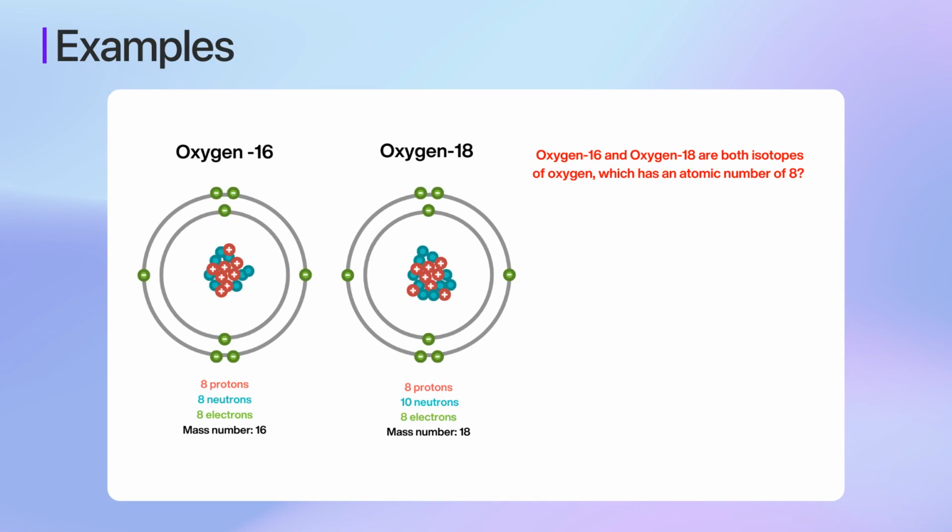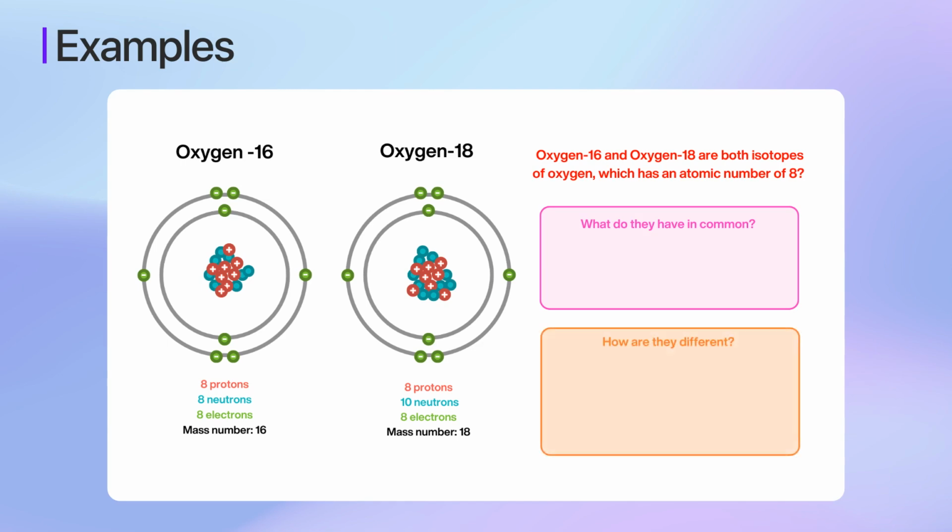In this example, oxygen-16 and oxygen-18 are both isotopes of oxygen, but which has an atomic number of 8? What do they have in common? How are they different? Both oxygen-16 and oxygen-18 have an atomic number of 8, meaning they each have 8 protons, and being neutral atoms, also have 8 electrons.